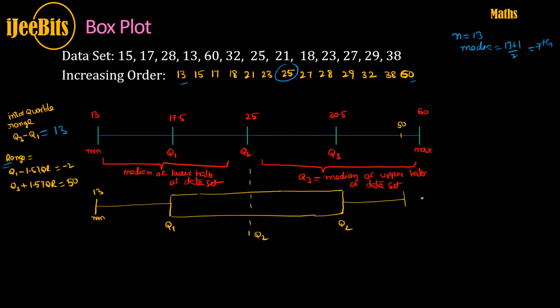IQR, interquartile range. When you calculate the left side, what we got is minus 2. So minus 2 is somewhere else here, is it? From the given data set, the 13 is inside the lower limit, and hence I don't have any outliers. I don't need to remove any data from this side.